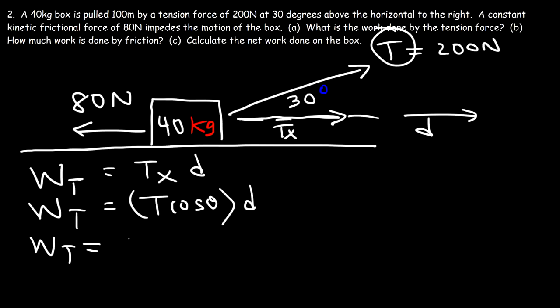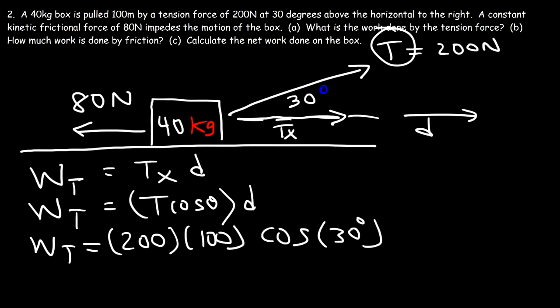So let's go ahead and calculate it. The tension force is 200. The displacement is 100 meters. And we have an angle of 30 degrees. So it's 200 times 100, which is 20,000, times cosine 30. So I got 17,320.5 joules. So that's how much work the tension force does on the block or the box.